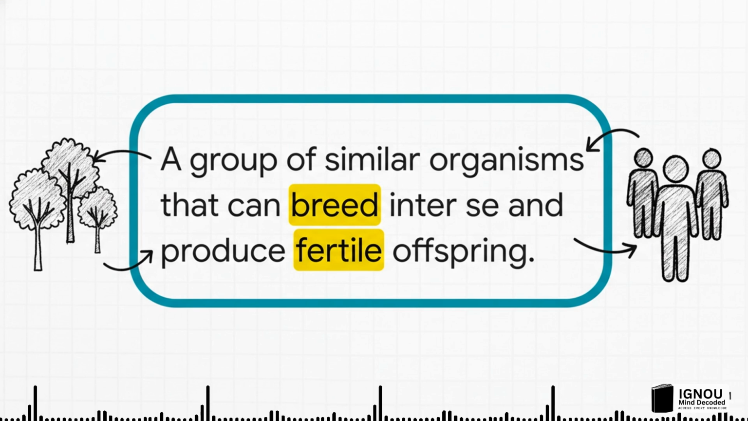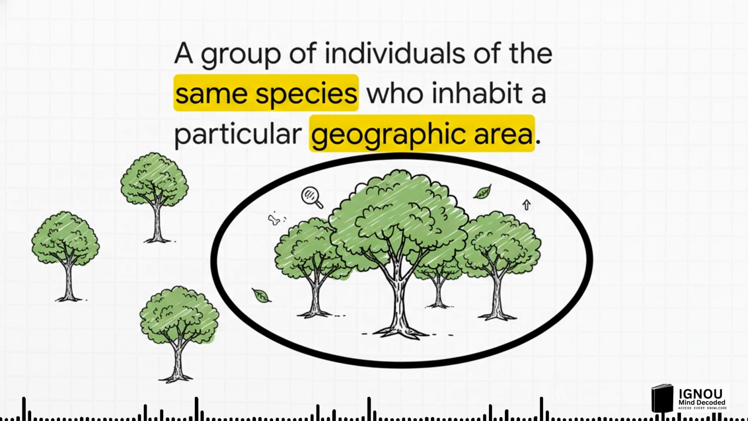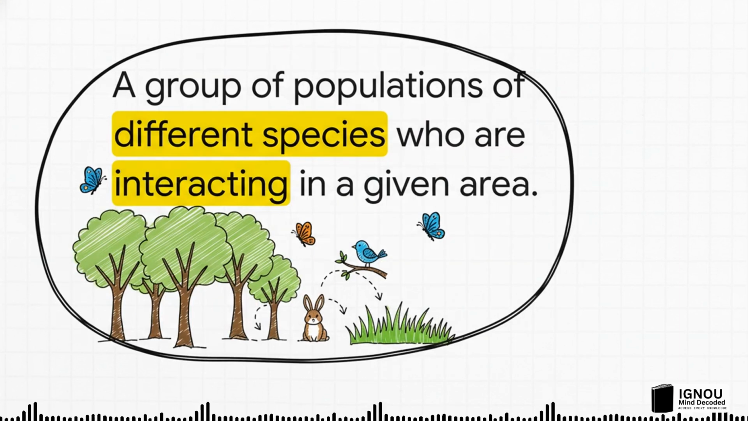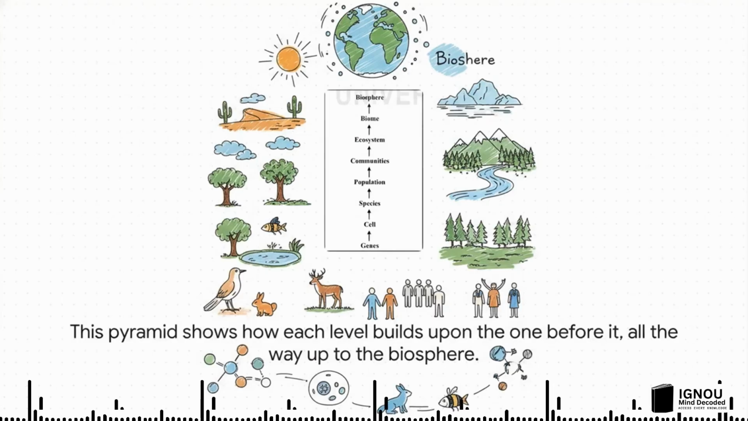Simple enough, right? Now, if you take a group of individuals from the same species that are all living together in the same area, you've got a population. So we're not talking about all the tigers in the world, but just the population of tigers living in, say, the Sundarbans forest. Okay, so what happens when you look at that Sundarbans forest again? You don't just have tigers, right? You have populations of deer, monkeys, different types of trees, insects, and so on. When you take all those different populations of different species that live and interact in the same area, you have what's called a community.